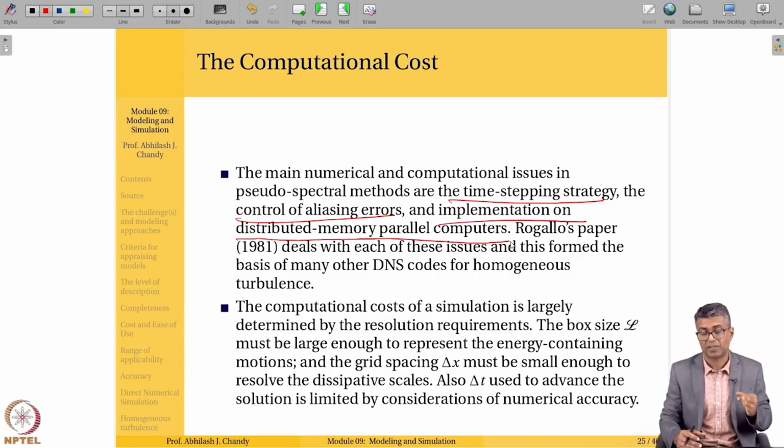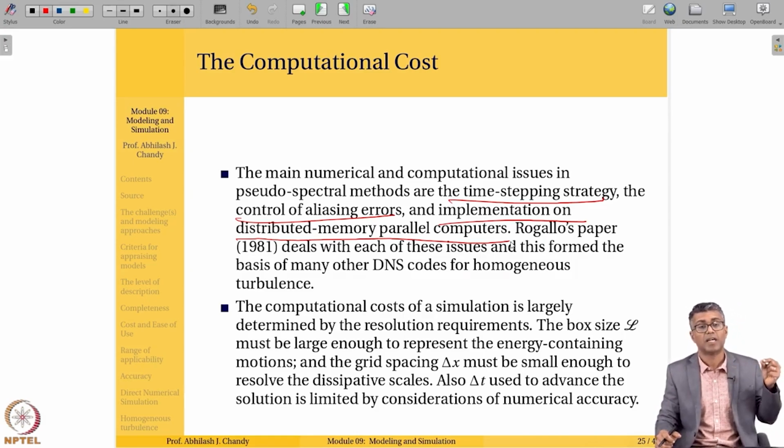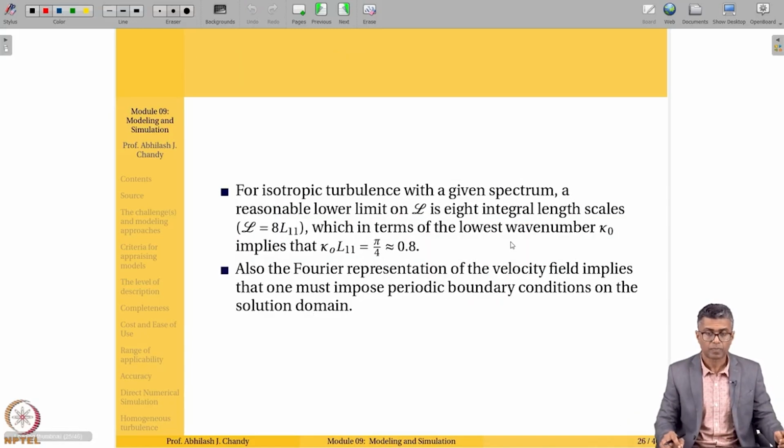So these three things, the box size L, the delta X, and the delta T, right? You cannot have a small box just to reduce cost. You need to have a box that is large enough such that it contains even the largest length scales, and you need to have a grid size that is small enough such that it can represent the dissipative scales, and the delta T should also be small enough so that it is temporally accurate.